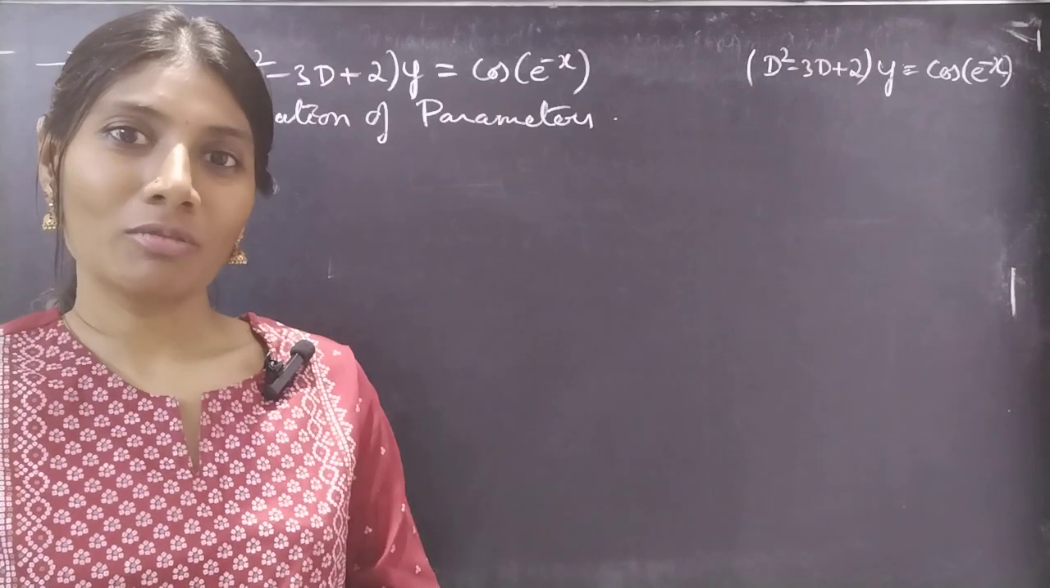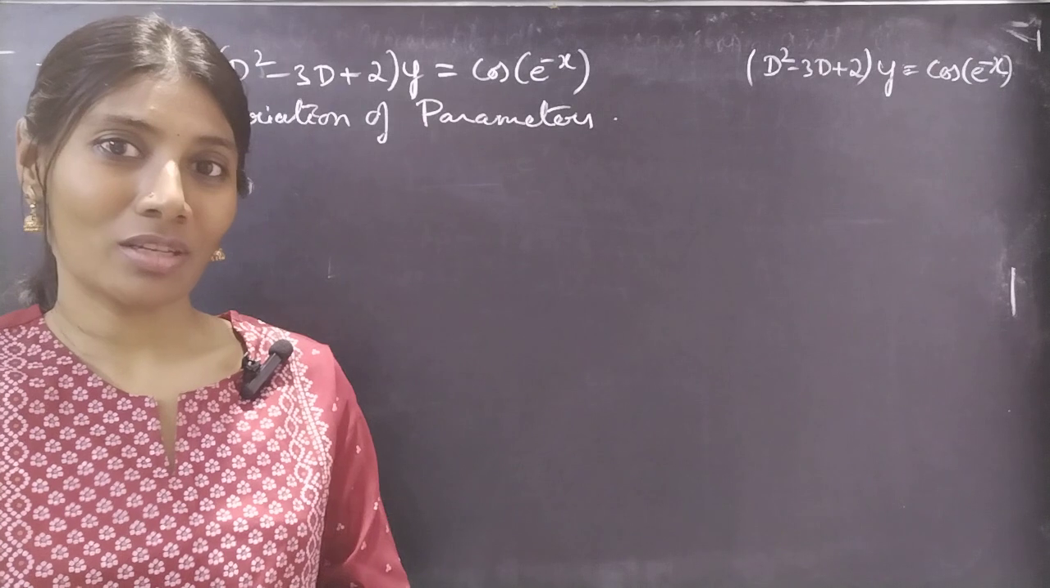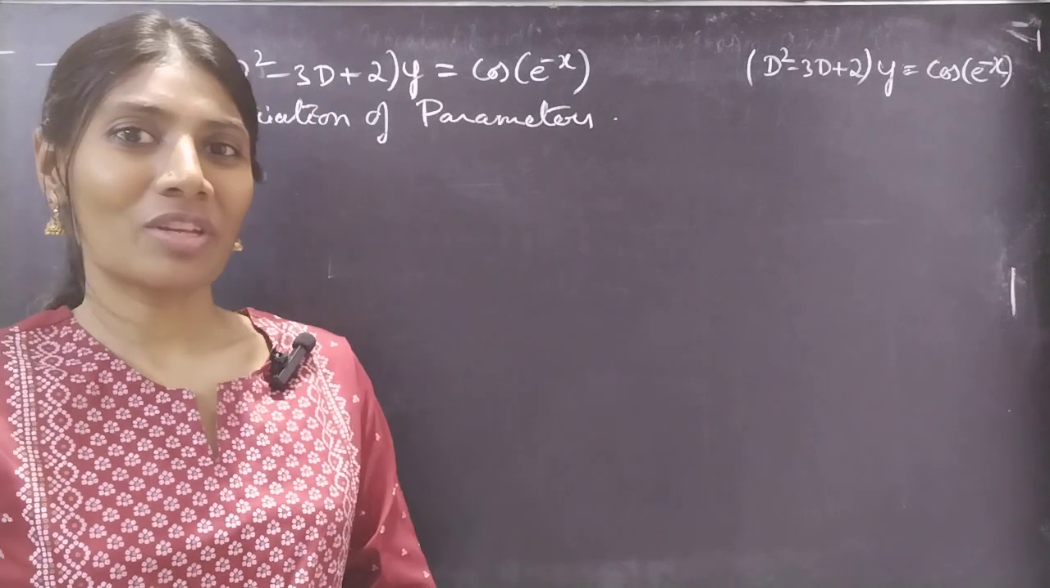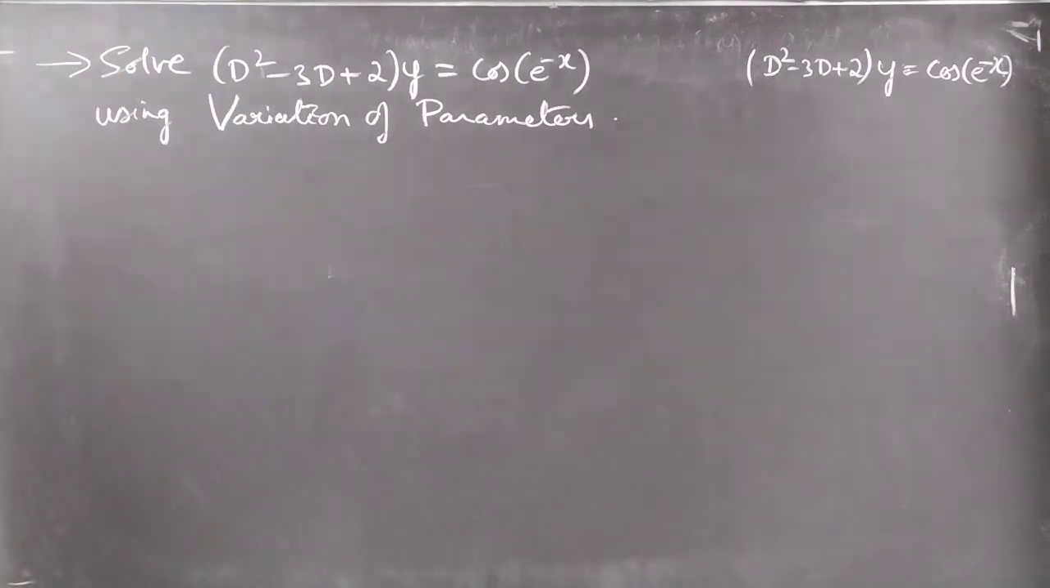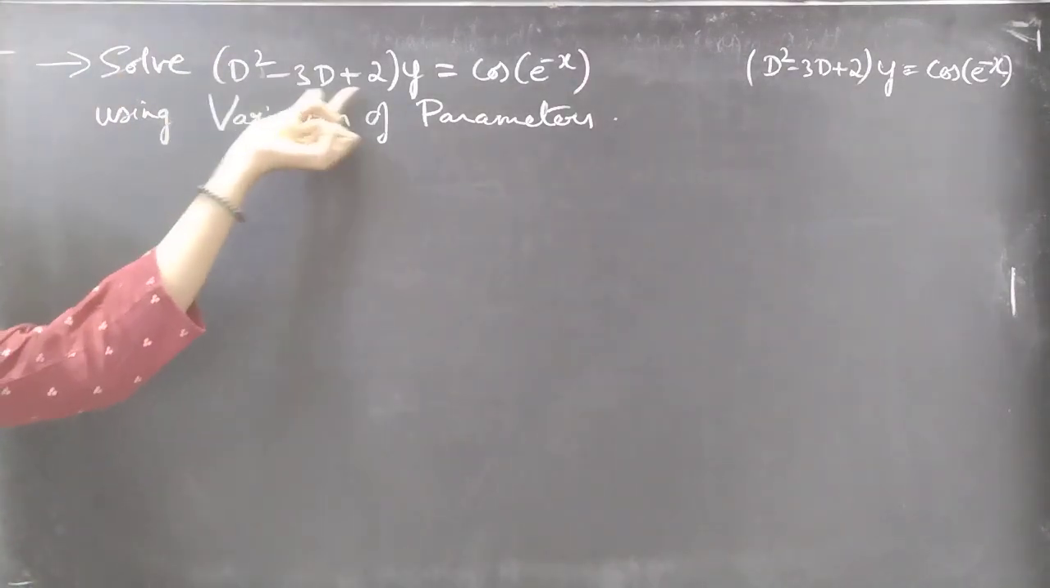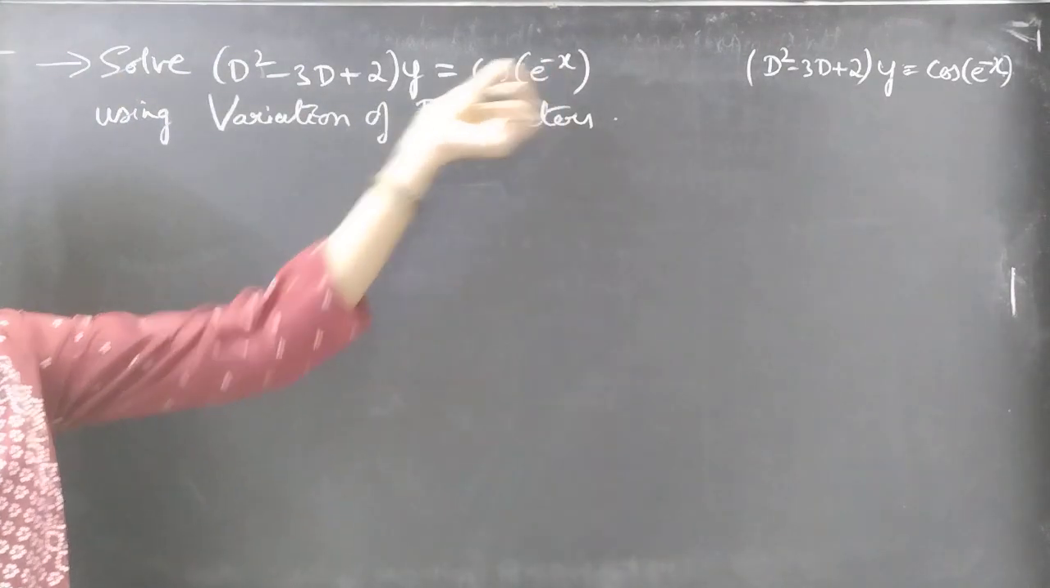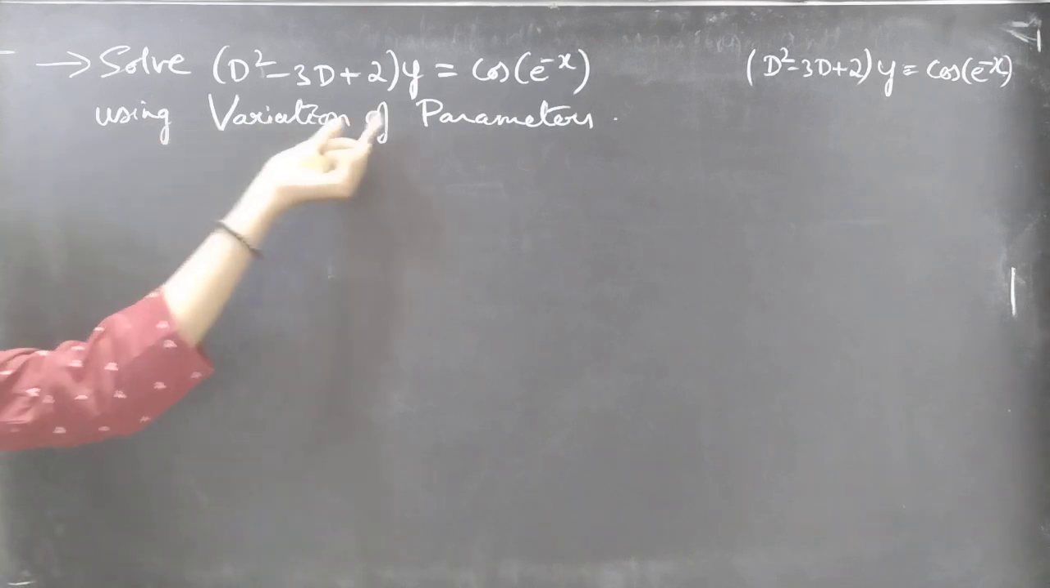In this video, we are going to solve a second order linear differential equation from higher order linear differential equations with variable coefficients. So let's get going. Problem: solve (D² − 3D + 2)y = cos(e^(−x)) using variation of parameters.